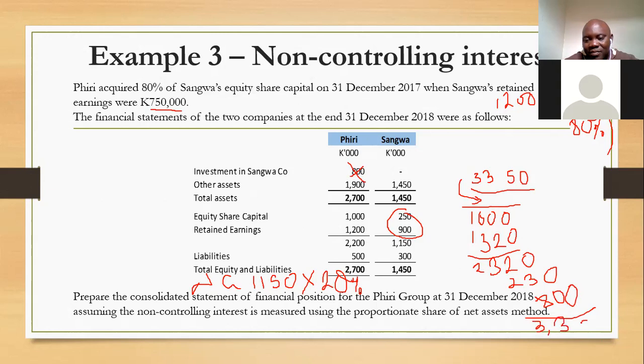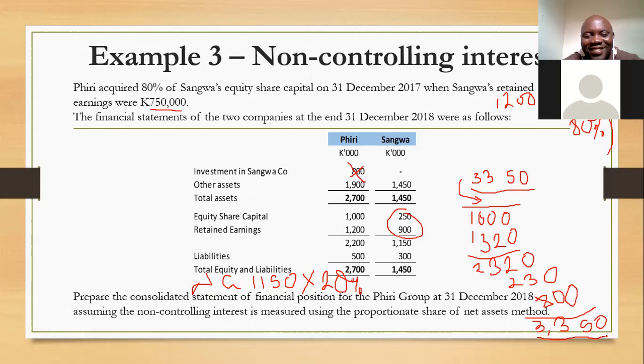Okay. I think I was doing it the long way. For me to get the 230, what I did is I took the 750 and then got a proportion for the NCI there, and then got the retained earnings, which is the difference, which is 400. So if you add the two, you get 230.